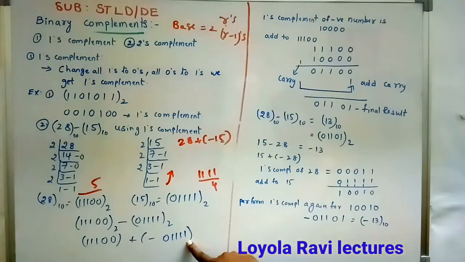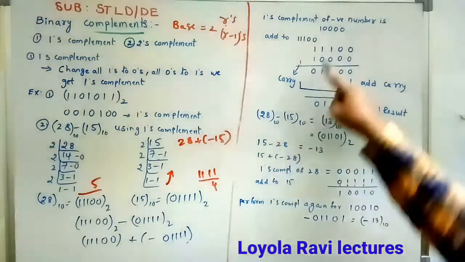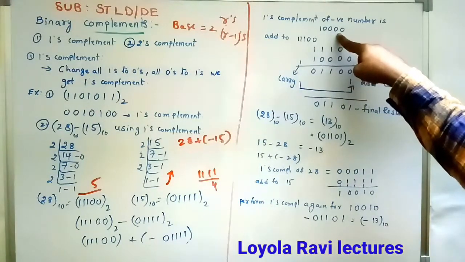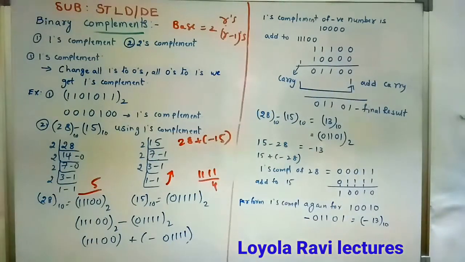0, 1, 1, 1, 1. What is the ones complement? Ones can be written as zeros, zeros can be written as ones. So 1, 0, 0, 0, 0. This is the ones complement of 15, or 0, 1, 1, 1, 1.